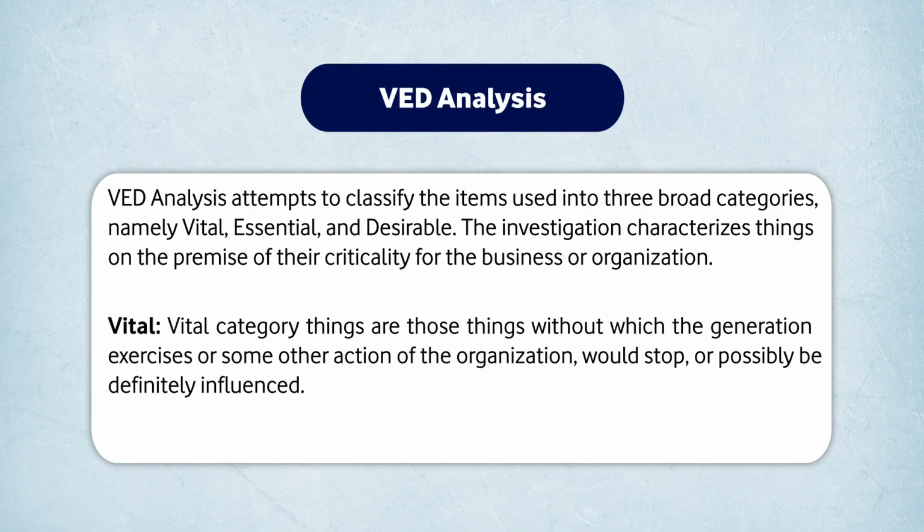Vital items are those without which the generation, exercise or some other action of the organization would stop or possibly be definitely influenced. If a vital item is not there, then your process line will be stopped. The assembly line can be stopped. They are very vital for the manufacturing line. Most high value items are vital items. These are scarce items, where a production process can be stopped.